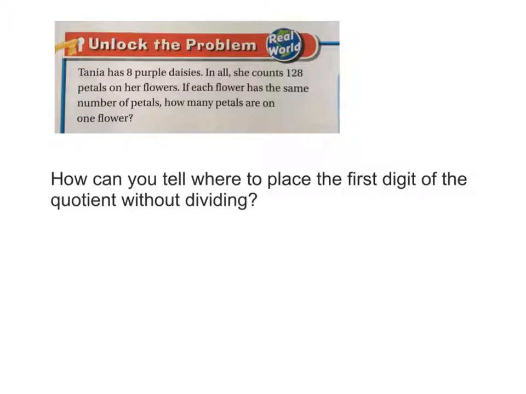We know this question is asking us how many petals are on each flower if every flower has the same number of petals. We know that she has 128 petals in all to be shared equally among the 8 purple daisies. We know, therefore, that this is a sharing math problem because we know the total number of petals, 128, which need to be shared equally amongst the 8 purple daisies. Therefore, to solve this math problem, we would do 128 divided by 8.